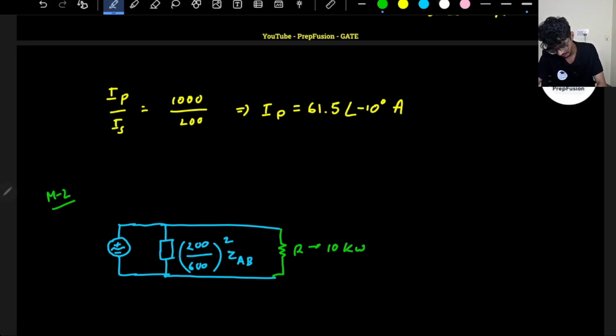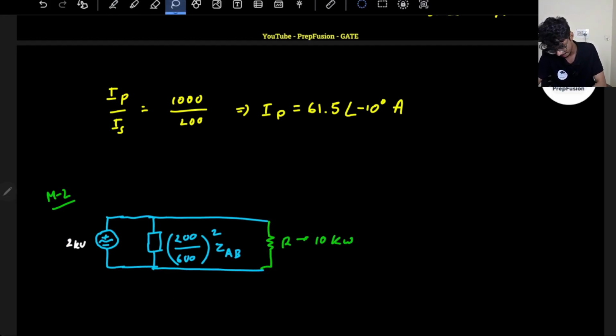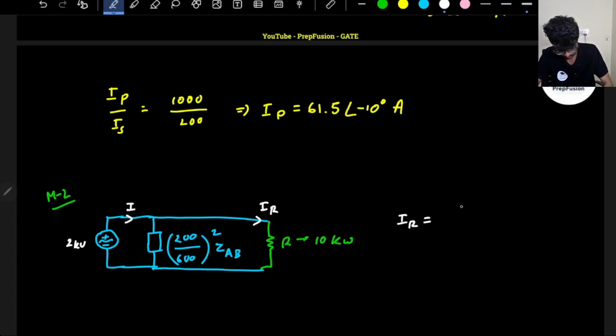Okay, and here I have 2 kilovolt of voltage. Now it is so simple, right? Now can I solve it again? So I have to find out this current. So how do I find out the current? So what is the current through this? Current through this will be I. Let's assume this current is IR. So IR will be equals to V, that is 2 kilovolt by R.